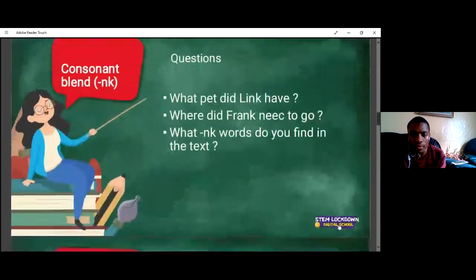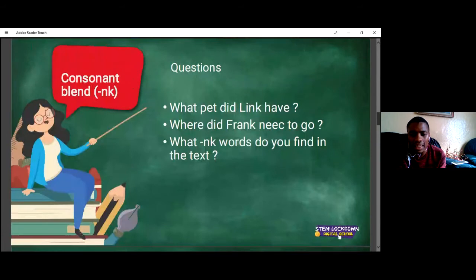Let's answer some questions. Question number one. What pet did Link have? Where did Frank need to go? Sorry, there was a mistake here, it's supposed to be need to go to. What ink words did you find in the text?